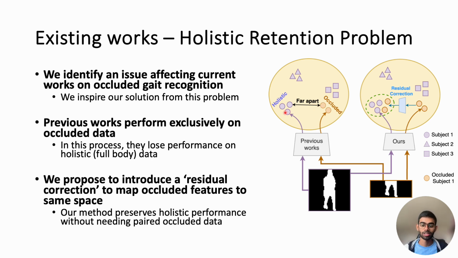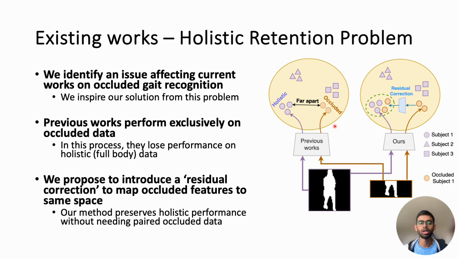So we took inspiration for our solution from observing this problem, and we propose a residual correction network, a separate network, to take the occluded features and map them to the same space as the holistic features, so that occluded and holistic data are both in the same cluster, and performance on holistic data is also retained.